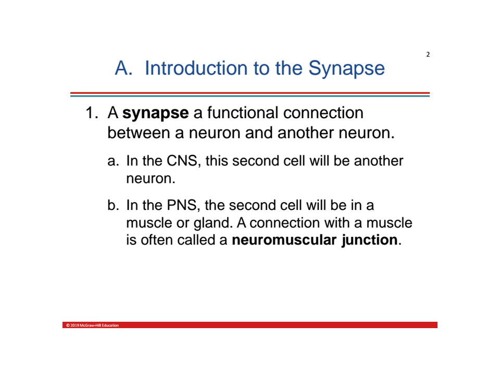Occasionally it will be another neuron if it's, say, in an autonomic ganglion, but in the PNS, you're often talking about the second cell being a muscle or gland. When the connection is made with a muscle, it has a special name. It's called a neuromuscular junction.